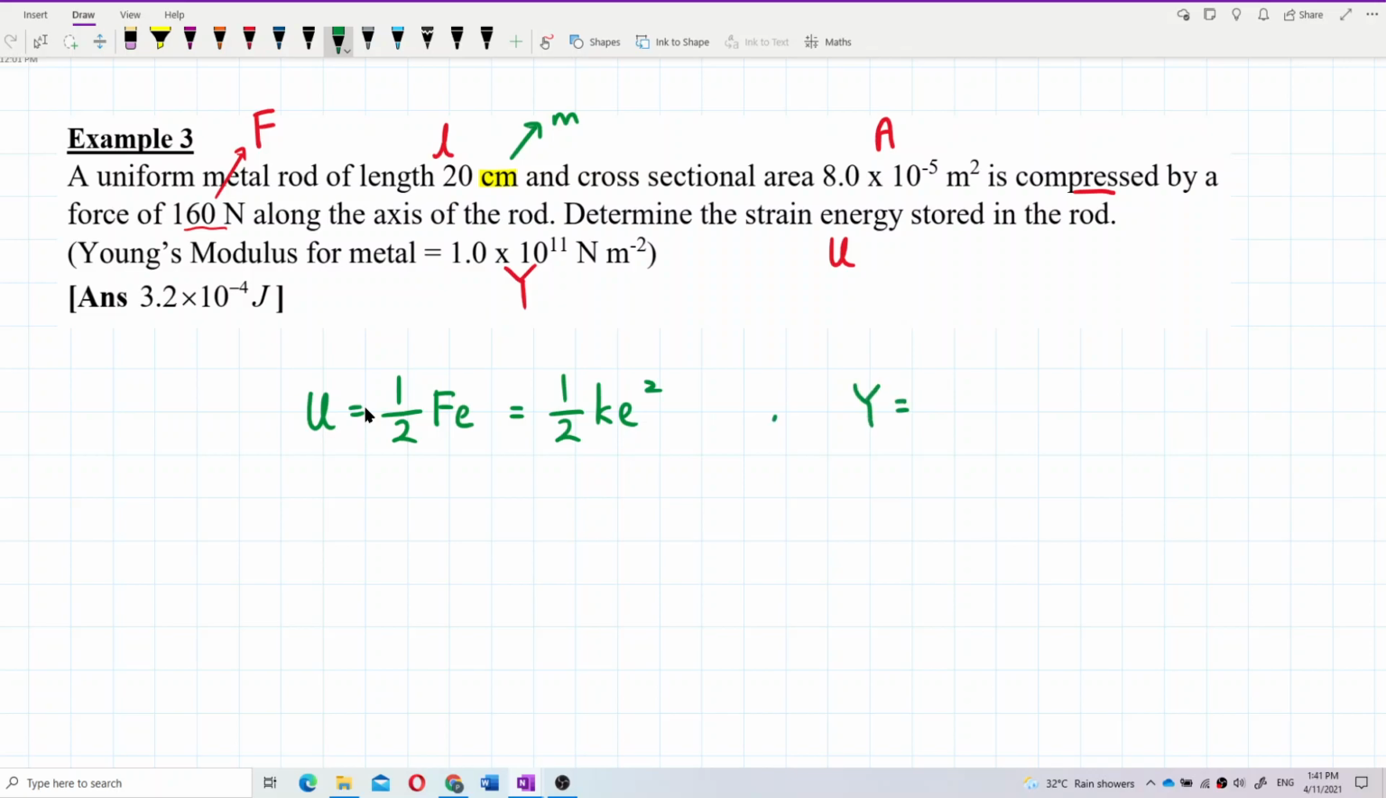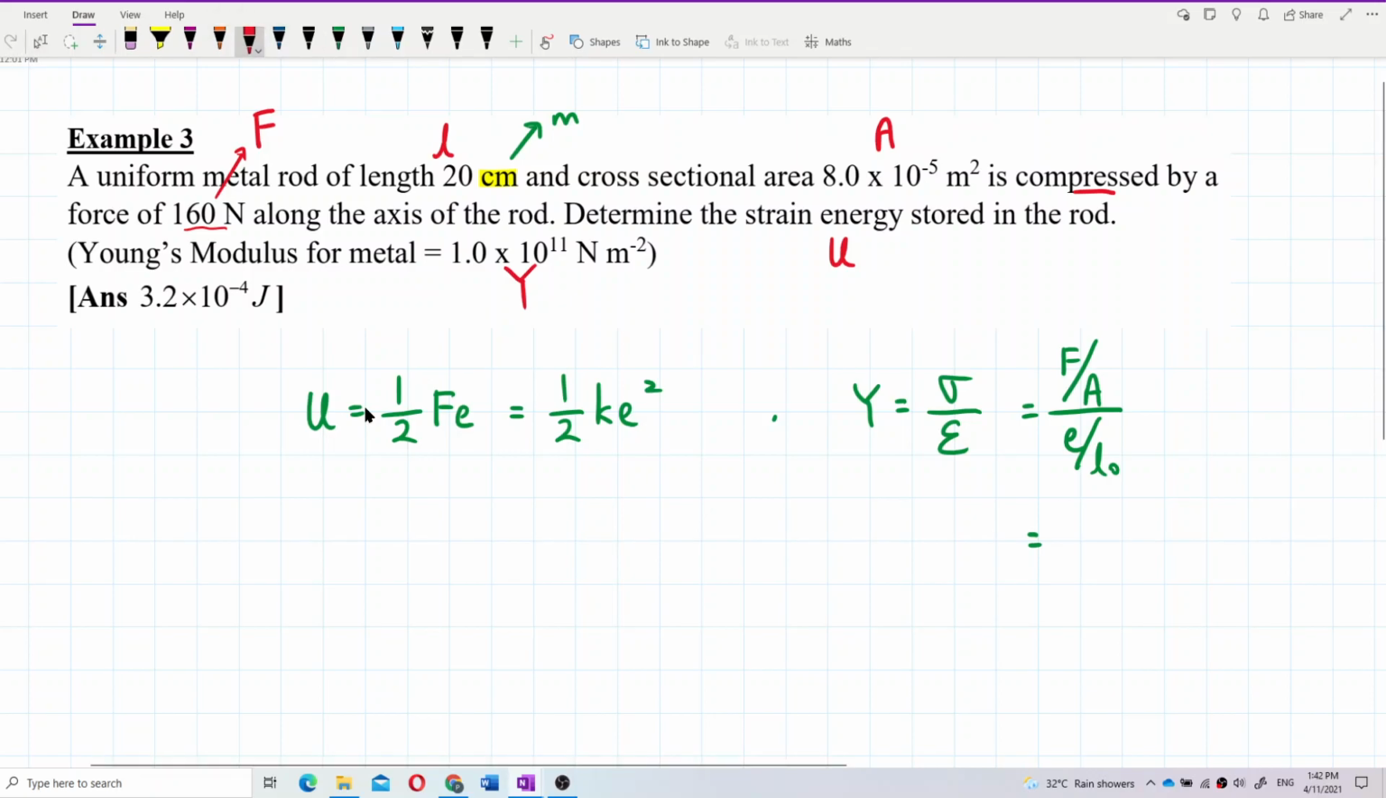Young's modulus is actually stress over strain, or we can also derive it out. Stress is force over area, and strain is elongation over original length. We want to eliminate the denominator, area and length. So we multiply the top by area and the bottom also by area, so the area will be gone. And also we multiply by the original length, so the length also will be gone.